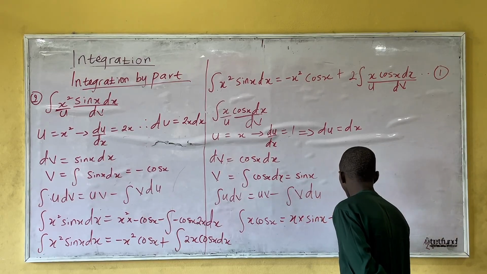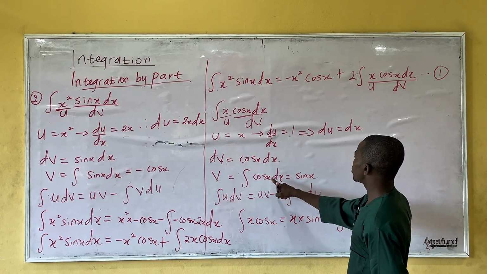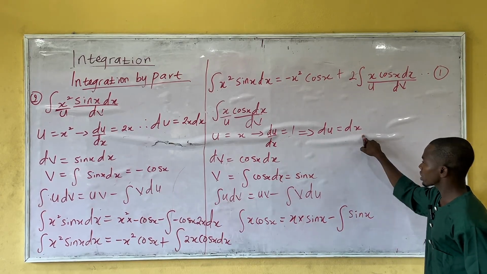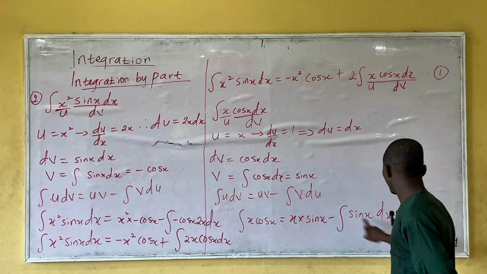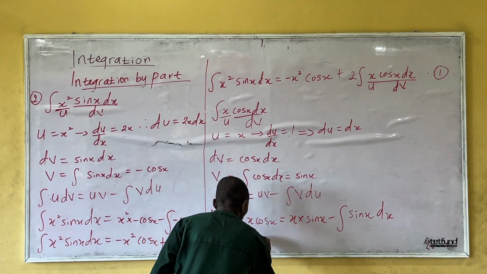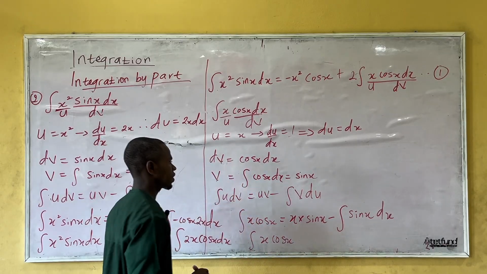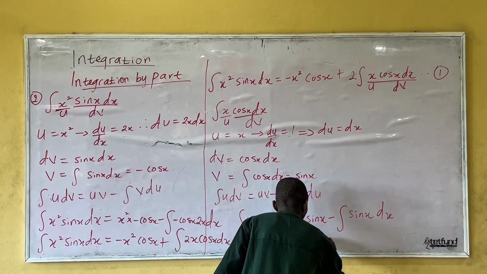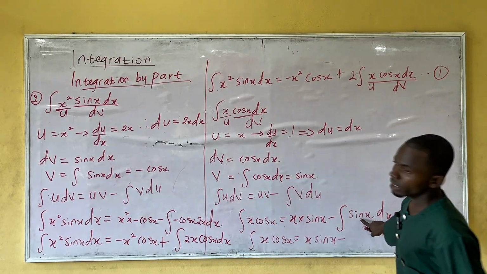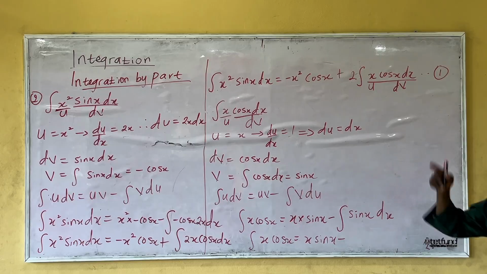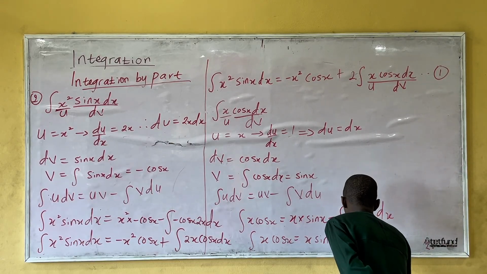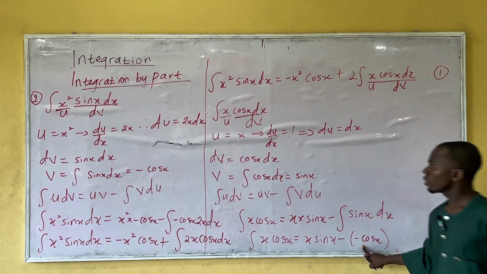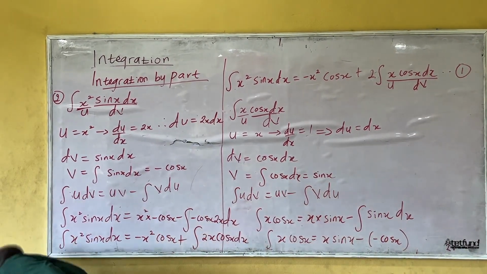What is my v? sin x. What is my du? From here, my du is dx. So the integral of x cos x is equal to x times sin x minus, now if I integrate sin x, it will give me minus cos x. So it will now be bracket minus cos x. Now minus times minus will give me plus.